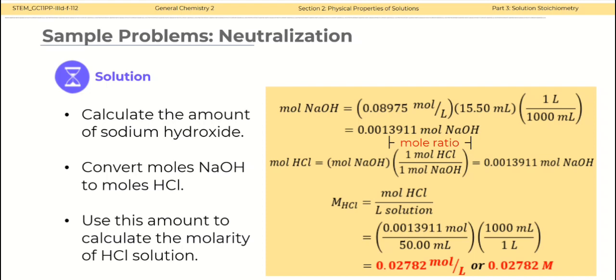0.0013911 moles sodium hydroxide. From the balanced equation, the mole ratio is 1 mole hydrochloric acid per 1 mole sodium hydroxide. Thus, the number of moles of hydrochloric acid is also 0.0013911 moles. Dividing the number of moles of hydrochloric acid by the volume of the solution gives its molarity. The molarity is 0.02782 moles per liter or 0.02782 molar.